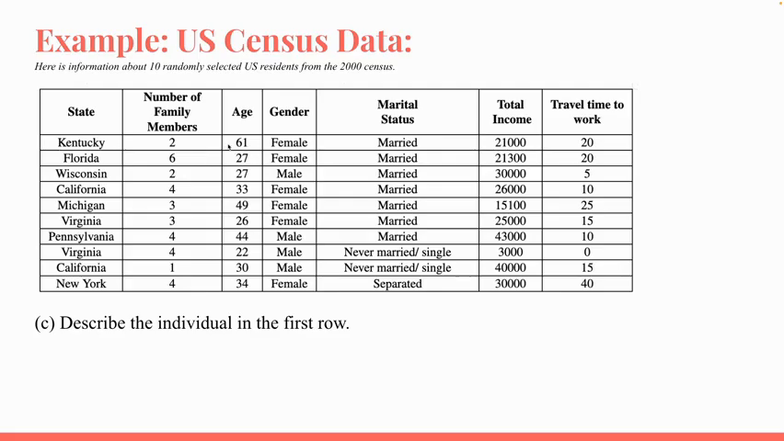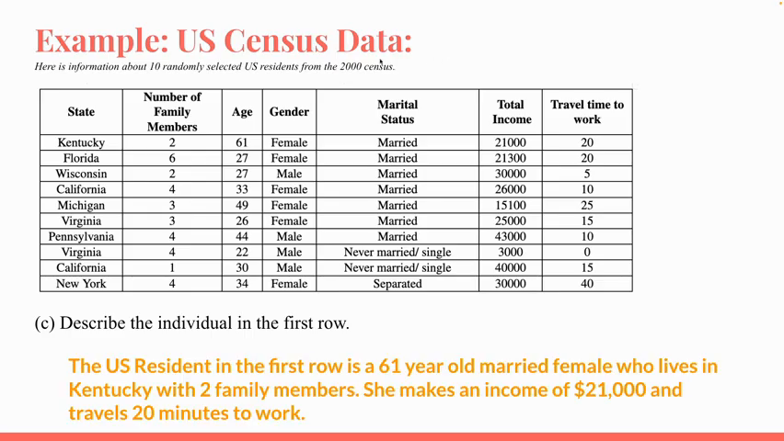We have to write it in words. So there's many different ways to write this. Here's one way. The U.S. resident in the first row is a 61-year-old married female who lives in Kentucky with 2 family members. She makes an income of $21,000 and travels 20 minutes to work.